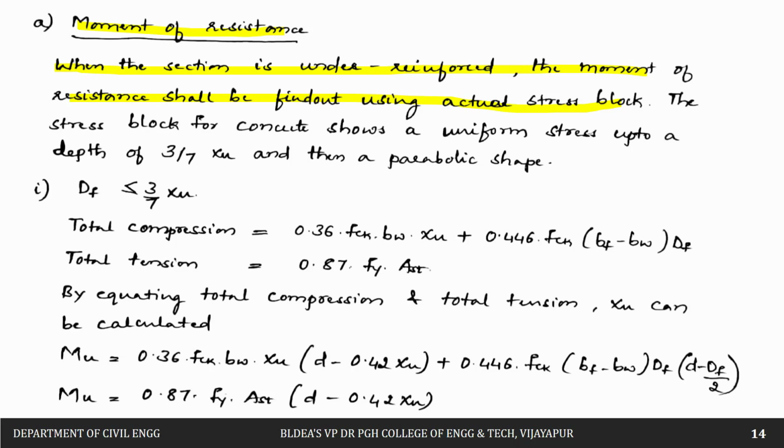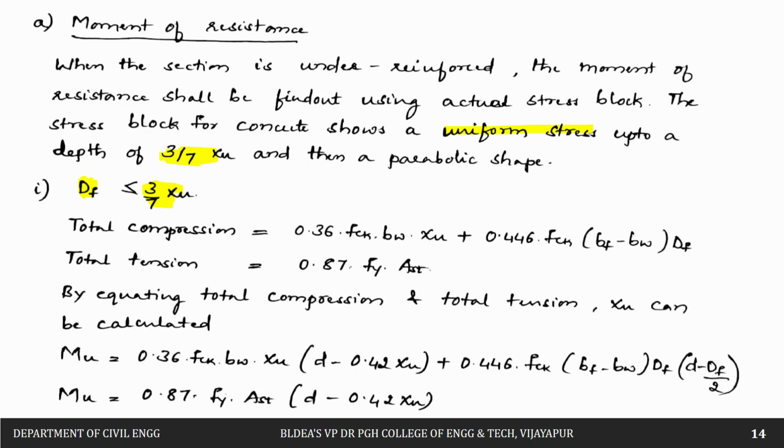So what happens is that the stress block for concrete shows a uniform stress up to a depth of 3/7 XU. Already this also we have seen. So up to 3/7 the stress will be uniform. If it is going to exceed that, we'll try to calculate that also. Then after this portion, it will be parabolic. Therefore, the first case we will take is if the depth of the flange is less than this 3/7 of XU. If it is less than this, then we are going to have uniform stress.